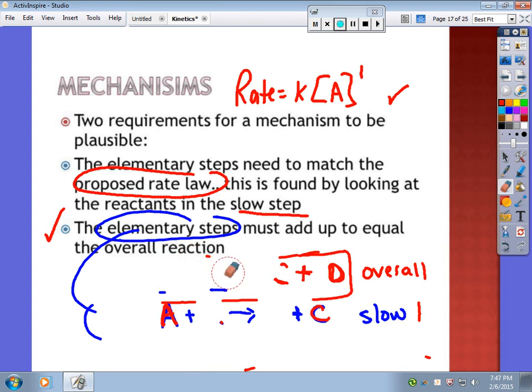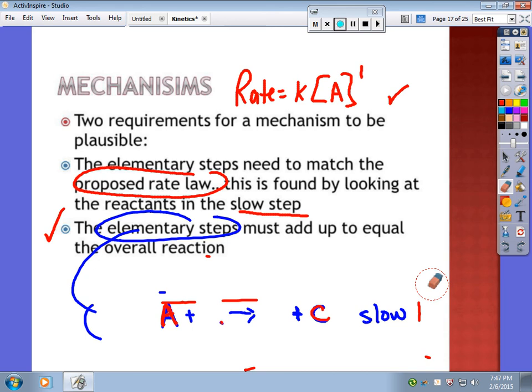Erase everything else so you can look at it. What are my ingredients in my slow step? Just that one A, right? That A right there. Okay, but what was written here? There was another A written here too, wasn't there? So if I told you this was the rate law, rate equals k times A to the first power, you would say, that's not true. That's not what the rate law says. The rate law says it's k times A to the second power, because these are the two ingredients in my slow step, and that matches the rate law.